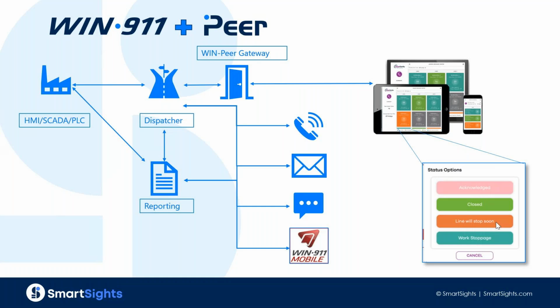As for the structure of this integration, if we're looking at a Win911 system today, there's a SCADA HMI system in the plant. When it detects an alarm, it goes out to the Win911 dispatching system. That dispatching system decides who to route that alarm to and how, by phone call, email, SMS, or the Win911 mobile app. Now that dispatching system can send those alarms to another place, which is the Win911 Peer gateway. Then the Peer client kicks in, where people can begin tracking, managing, and responding to that issue.